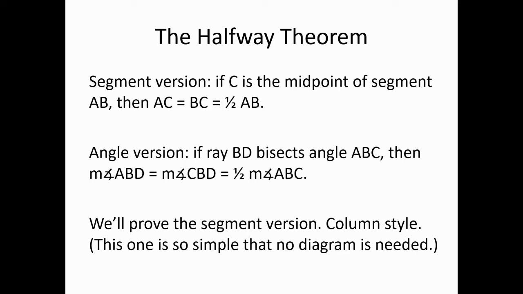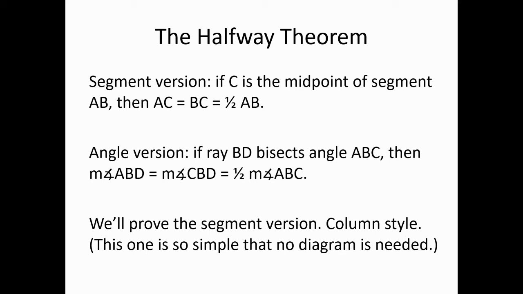All right, so let's actually prove some theorems now. So let's prove the halfway theorem. So what it says is this. It says that if C is the midpoint of a segment AB, okay, so let us assume that we're given the midpoint, then AC equals BC equals half AB. Okay, so AC and BC are the two parts that are created by the midpoint, and each has half the length of the whole. And there's a version of this for angles as well, of course.